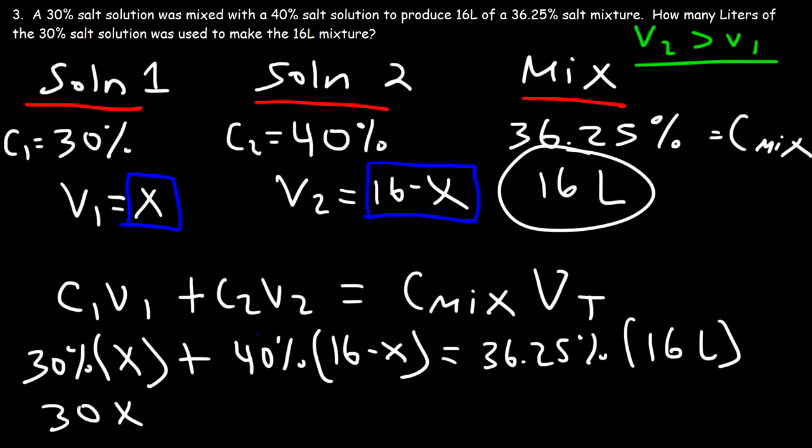Here we're going to distribute. So let's multiply 40 by 16. And so that's going to be 640. And then we have 40 times negative x. So that's negative 40x. And 36.25 times 16. I typed that in wrong. Let me retype it again. That's 580.